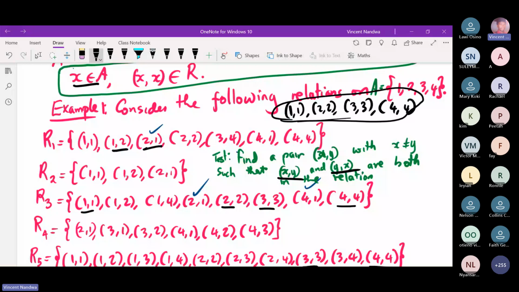And then R2. So when we have 1, 1, there's no problem here. Here you have 1, 2. Is there a 2, 1? Yes. So is it antisymmetric or not antisymmetric? Not antisymmetric, because when interchanging the roles of x and y, both elements are there and the numbers are different. So this one is not antisymmetric.